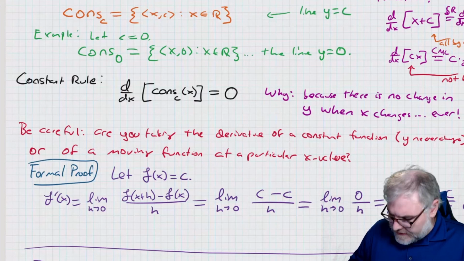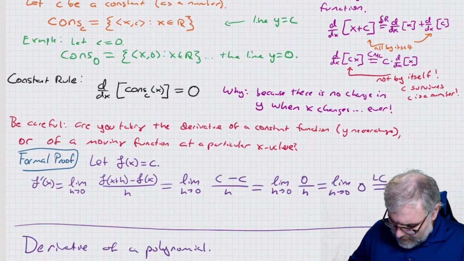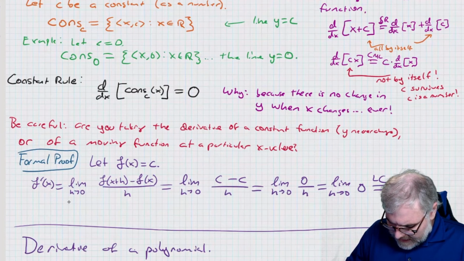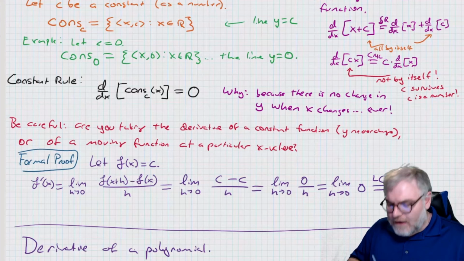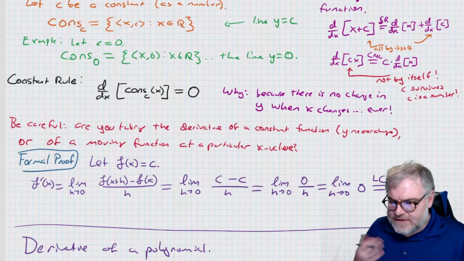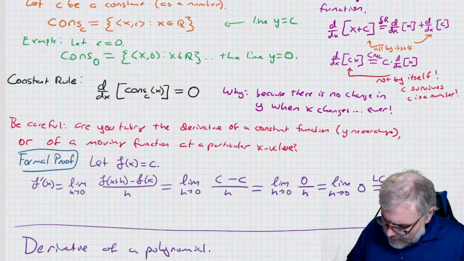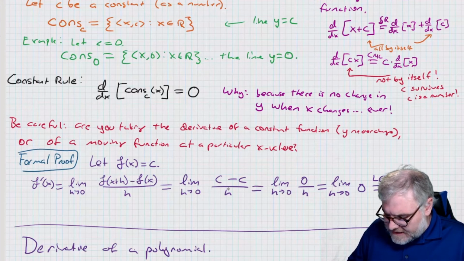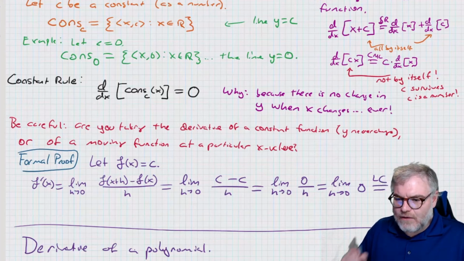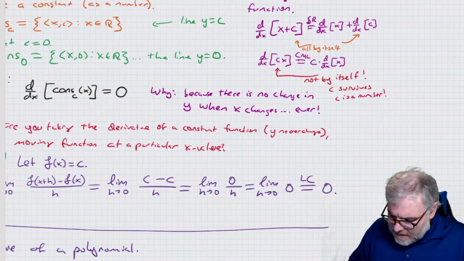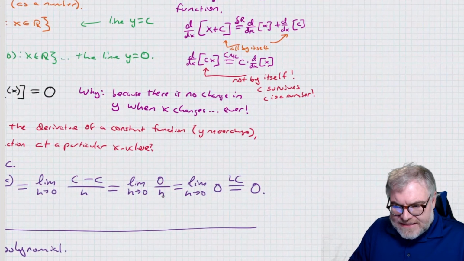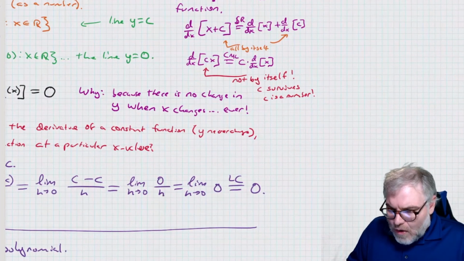Let f of x equal c. Okay, then f prime of x equals the limit as h goes to 0 of f of x plus h minus f of x all over h. Well, f of x plus h is c. So I've got the limit as h goes to 0 of c minus c over h. Now, don't sub in the 0 yet. That's going to give me the limit as h goes to 0 of 0 over h. Now, notice, 0 over h is 0. There's no 0 over 0 here.